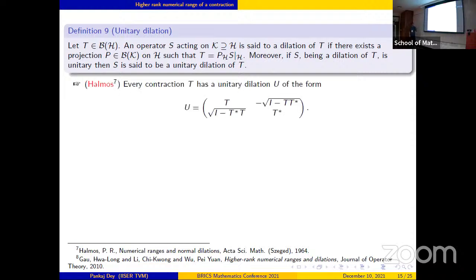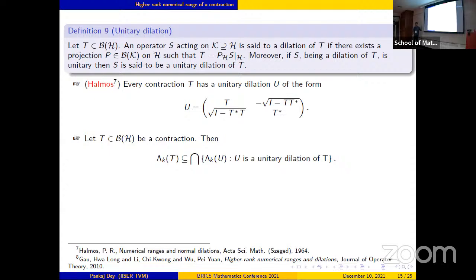And Halmos proved that every contraction has a unitary dilation. That actually generated a lot of research, including the Nagy dilation theorem, which says that if T is a contraction, T has a unitary dilation, and not only that, every power of T is also a power dilation. But anyway, that is a different research area in operator theory. Going straight to the higher rank numerical range, it is easy to observe that lambda_k(T) is a subset of lambda_k(U), where U is a unitary dilation of T.